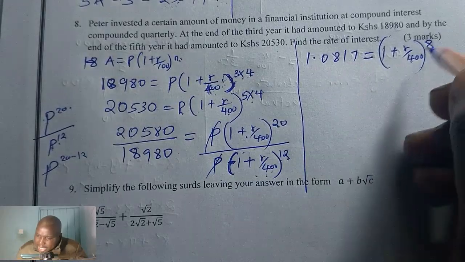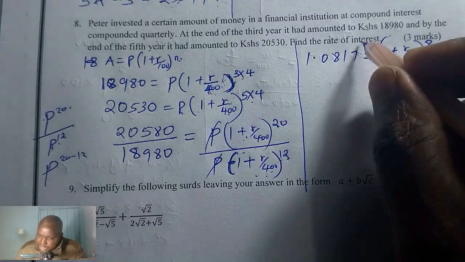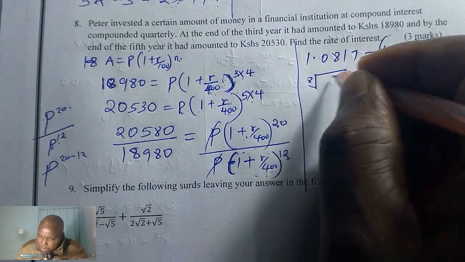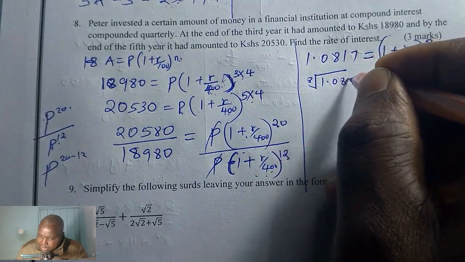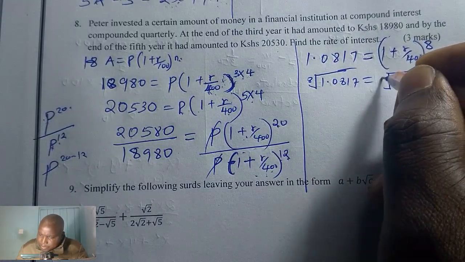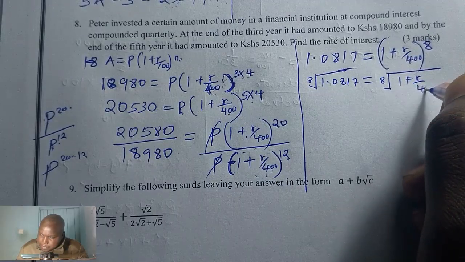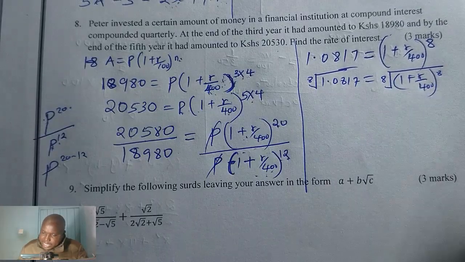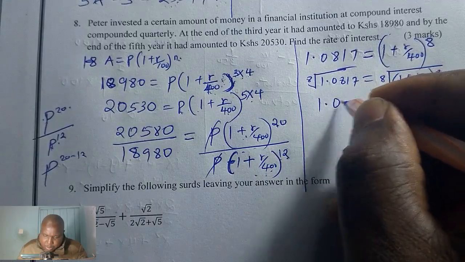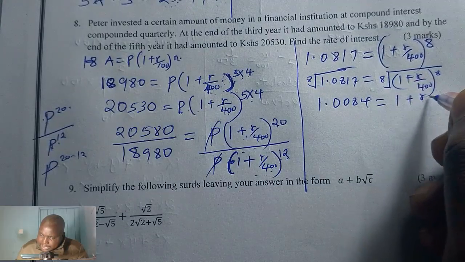Now to get r, you take the 8th root of both sides. So we get the 8th root of 1.0817. So the power cancels out. We get here 1.0084 is equal to 1 plus r over 400.